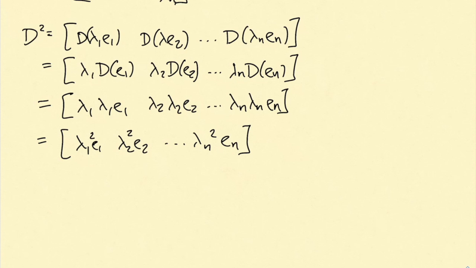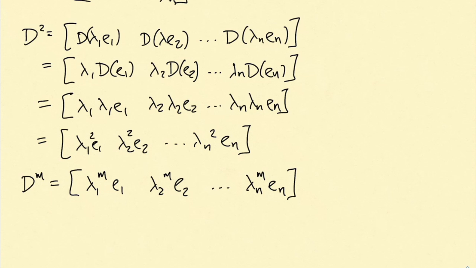So proceeding in the exact same fashion, we can see that for any positive integer m, D raised to the m power is going to be lambda 1 raised to the m power times E1, lambda 2 raised to the m power E2, all the way down to lambda n raised to the m power En, which of course is just the diagonal matrix with lambda 1 to the m, lambda 2 to the m, down to lambda n to the m along the diagonal.